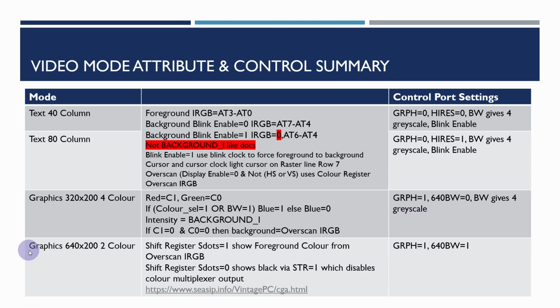Then for the graphics 2-color mode, the high-res mode, the shift register S dots output, if that's 1, then we show the foreground color from the color register overscan intensity red, green, blue. If the output of the shift register is 0, then we show black because the STR value is 1, which disables the color multiplexer output. So in this we've got graphics equals 1, 640 BW equals 1. And again, BW is slightly confusing because it's 2-color, not BW, in that the foreground color comes from the color register.